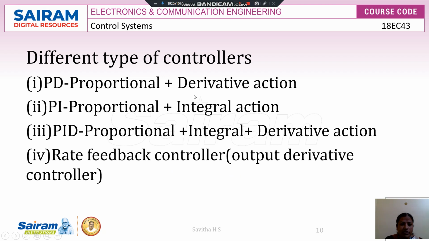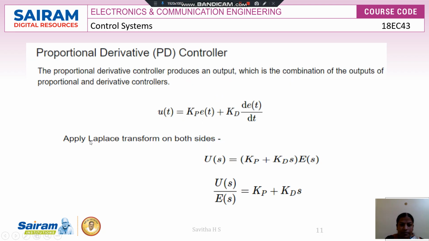Already we discussed derivative, and we saw integral. Now we are going to study them one by one. The first one is the PD controller, the proportional derivative controller. The proportional derivative controller produces an output which is a combination of the proportional and derivative outputs. Already in previous slides we saw proportional and derivative, so now we are combining them in the expression.